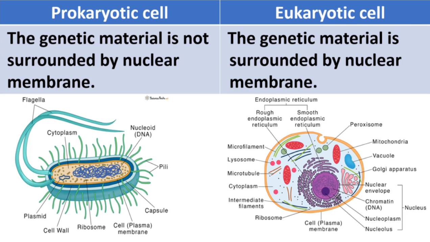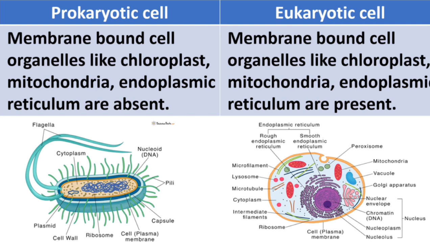And you can observe some other cell organelles like chloroplast, mitochondria, endoplasmic reticulum, Golgi complex. So these are called membrane bound cell organelles. These are present in eukaryotic cell and those are all absent in prokaryotic cell. Right? So the membrane bound cell organelles are absent in prokaryotic cell whereas present in eukaryotic cell.